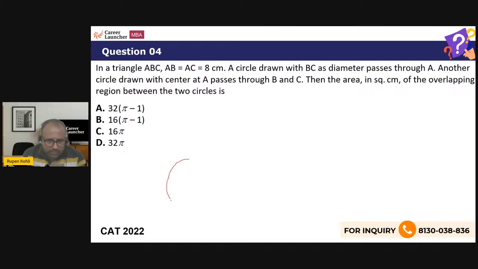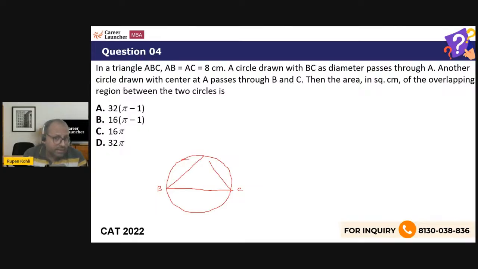right? There is a circle and there is an isosceles triangle inscribed in it with its base as the diameter of the semicircle. So this is your BC and AB equals AC. So this is a right angle triangle for sure.